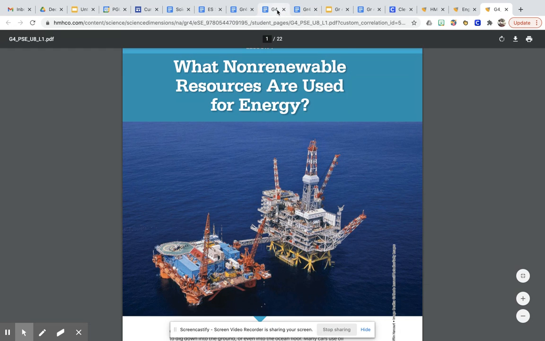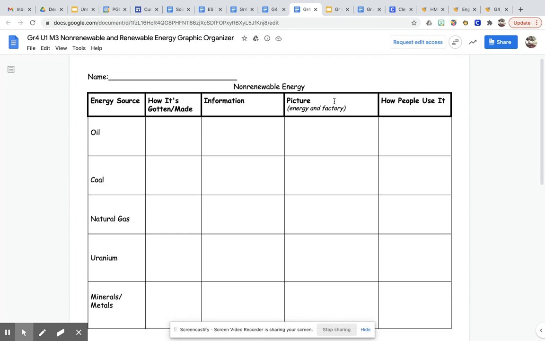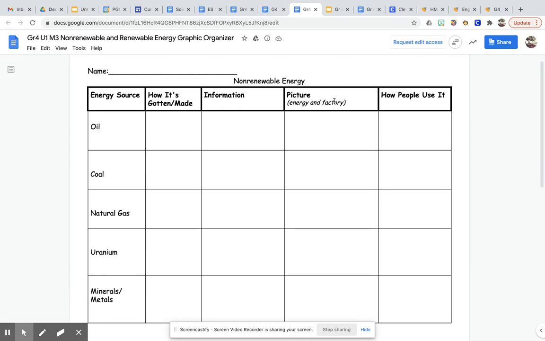The other thing that you are going to need is your graphic organizer. The graphic organizer looks like this, and it is also shared in Google Classroom. With this graphic organizer, as we talk about non-renewable energy sources today, you are going to talk about where they come from. You're going to give a little bit of information on them. You are going to find a picture somewhere online of that energy source, and you're going to copy and paste it here. And then you're going to tell us how people use it.